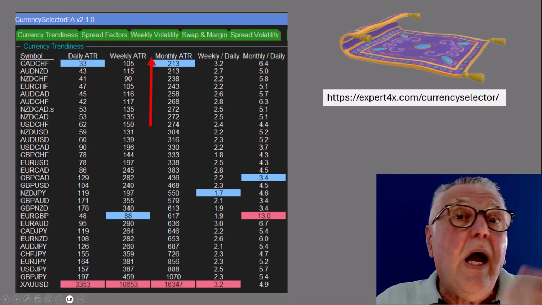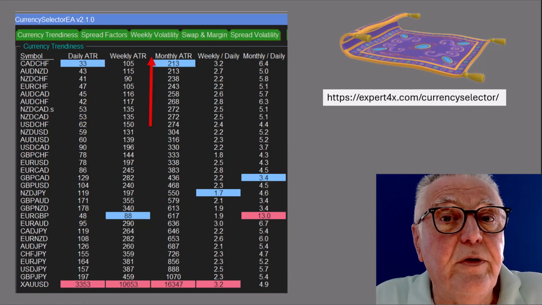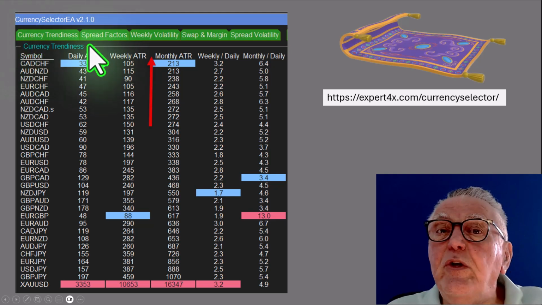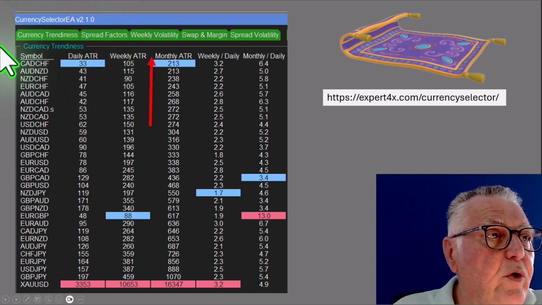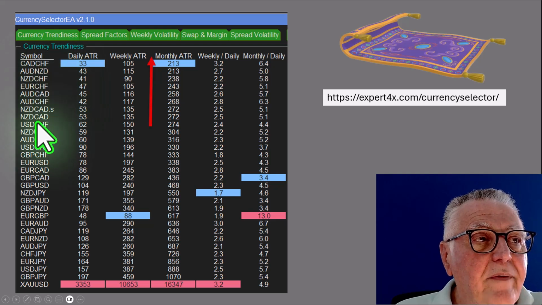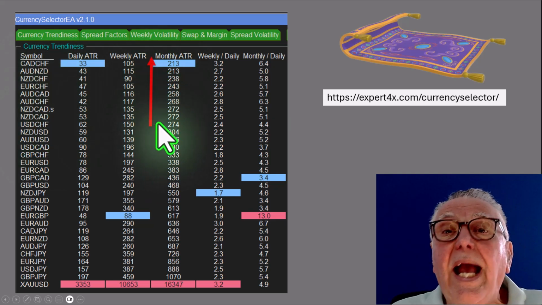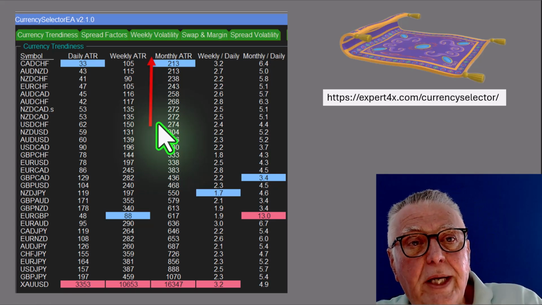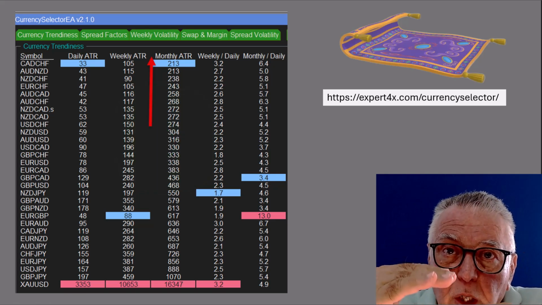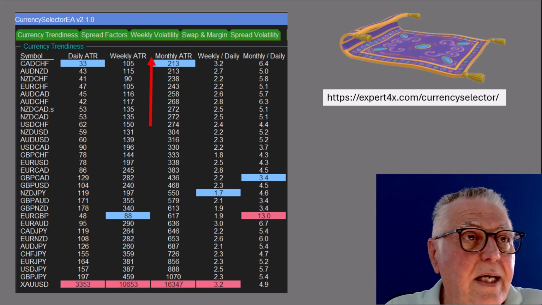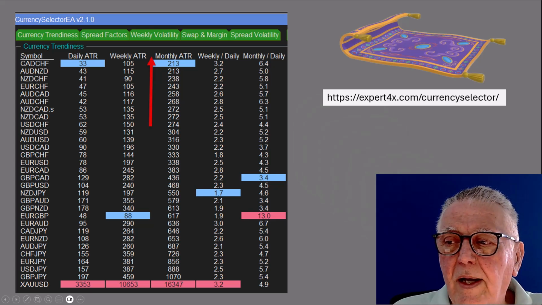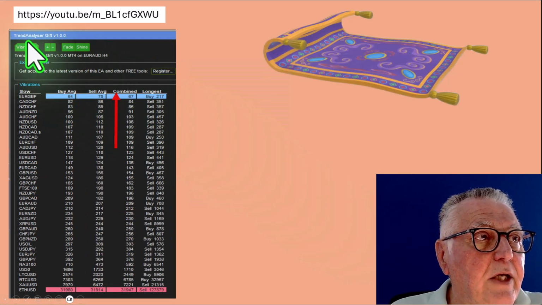Very easy. Now, how I found these values is I used a tool called the currency selector. You don't have to worry about this. I've done this for you, but I found the currencies with the lowest ATRs, average true range, in other words, the range in which they trade. So you want currencies that have a low range like that, and there we have a whole lot of currencies there. So then I went into the trend analyzer.